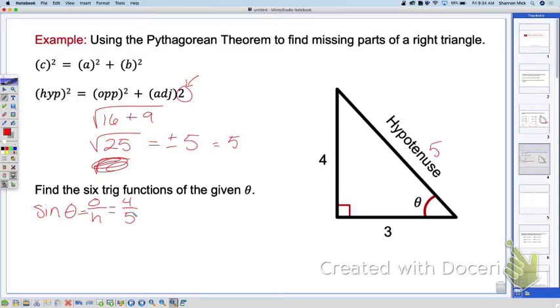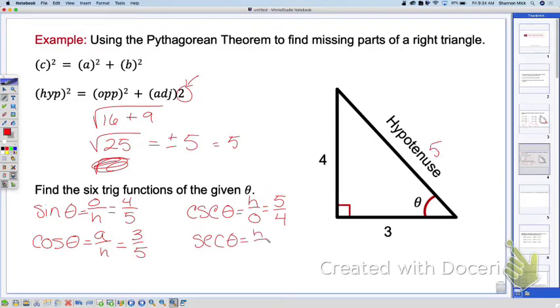Okay, do you want to do secant right away or do you want to use cosine? Cosecant of theta is what over what? 5 over 4. H over O. Today, guys, please do that H over O, A over O, to help you out. Cosine? A over H, 3 over 5. Secant? H over A, 5 over 3. Then what? Tangent.